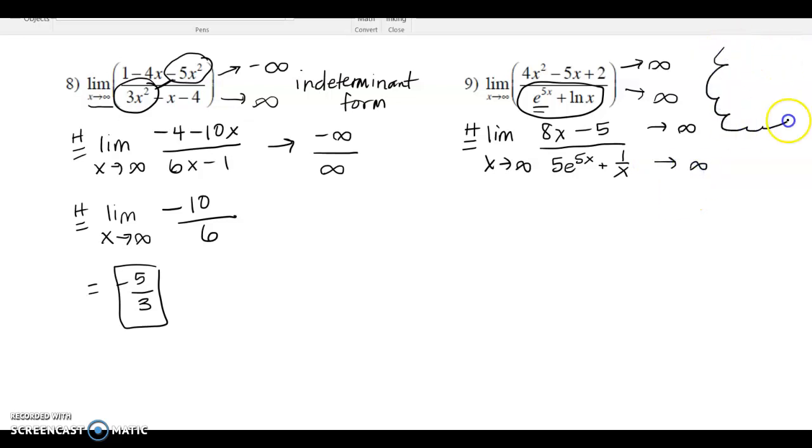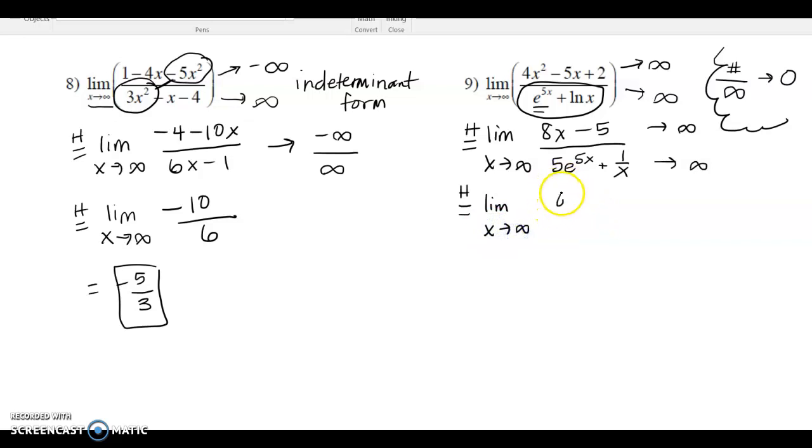One thing you want to keep in mind, a number over infinity is going to approach 0 because it would be bottom heavy. So a number divided by infinity is 0. So this 1 over infinity really acts like a 0. So when I see that I have infinity and infinity, that tells me I need to use L'Hopital's rule again.